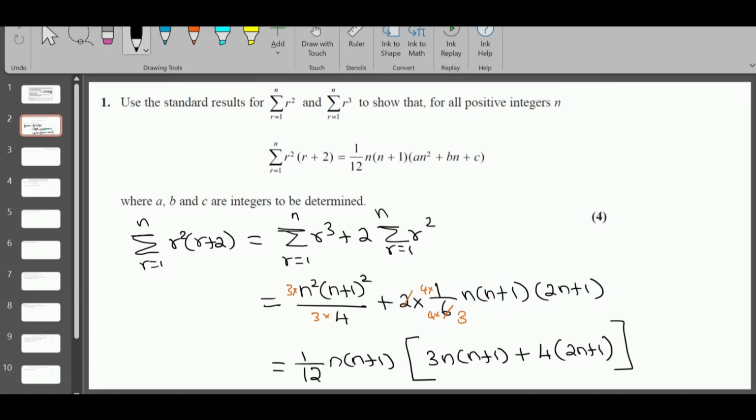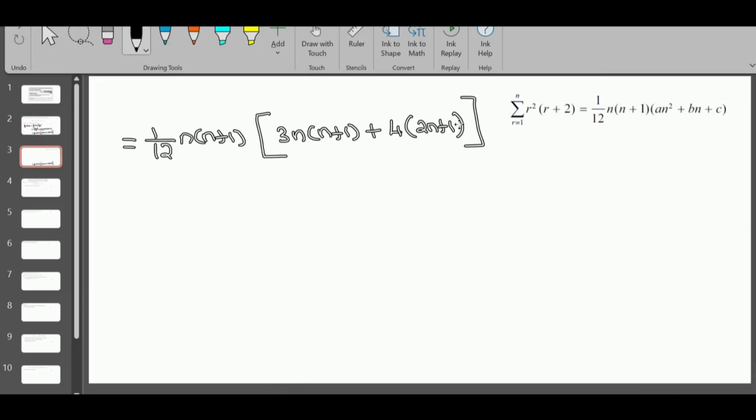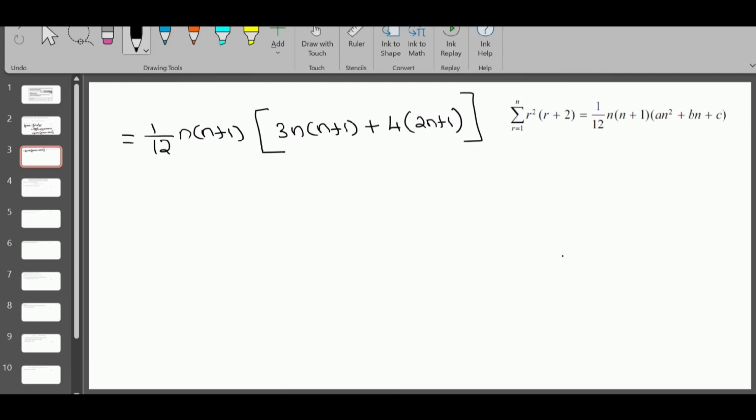Now we just need to open the bracket and simplify, write it in this format. Okay, here copy the step here. You need to write it in this format. So 1 over 12 n times n plus 1. When you open the bracket, you will get 3n square plus 3n plus 8n is plus 11n plus 4. That's all. We got the answer already. It's a 4 mark question.